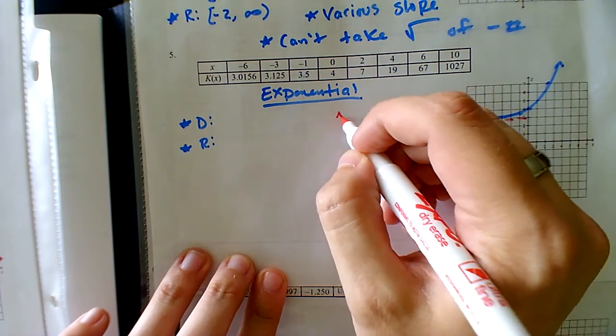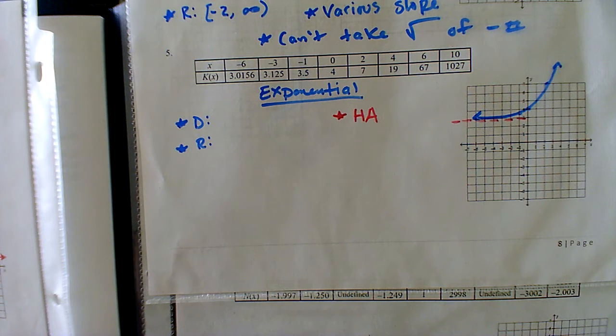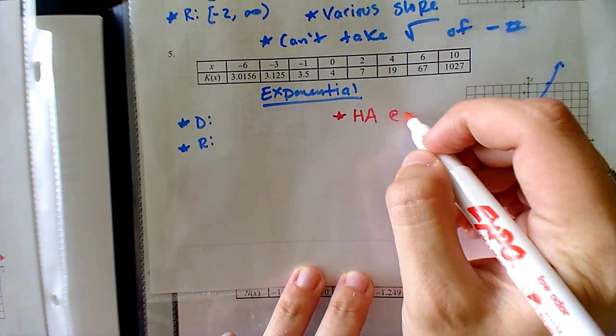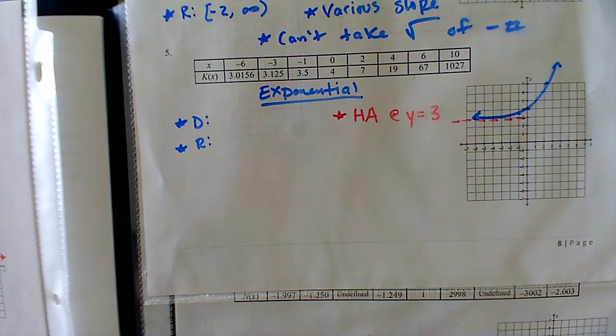Okay, so exponentials have horizontal asymptotes. I'll abbreviate them HA. And this specific example has one at the y value of 3. Sometimes that may change, okay, but this one is at 3. Notice, though, how this horizontal asymptote is only on the left-hand side of the graph, not necessarily the right. So we may have different horizontal asymptotes depending on the graph.